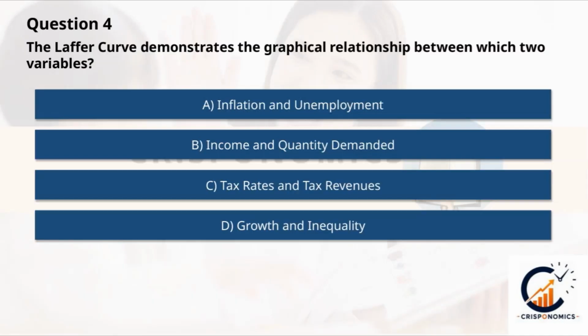The Laffer curve shows us a key relationship in economics between tax rates and tax revenues. It illustrates how changing tax rates can impact the total revenue the government collects. Too high, and revenues might actually fall because people work or invest less. Too low, and revenues are limited by the small tax base. This curve helps us understand the balance needed to optimize tax policy. So the 2 variables it connects are tax rates and tax revenues.